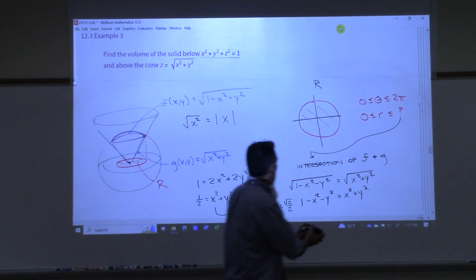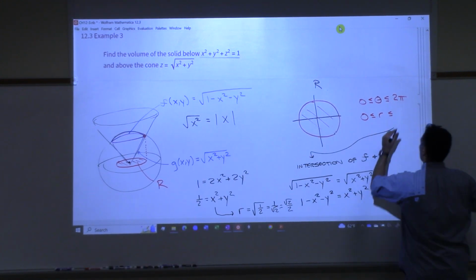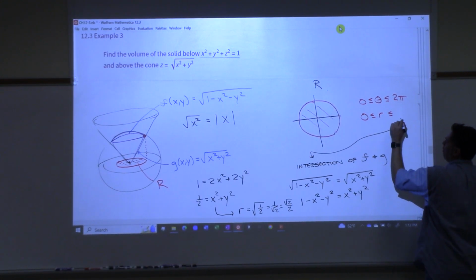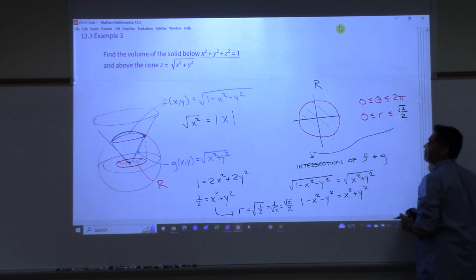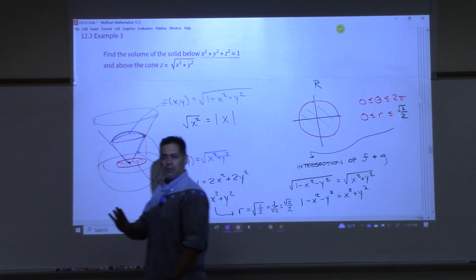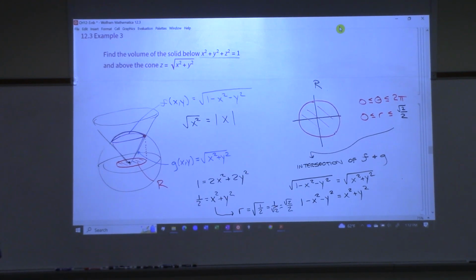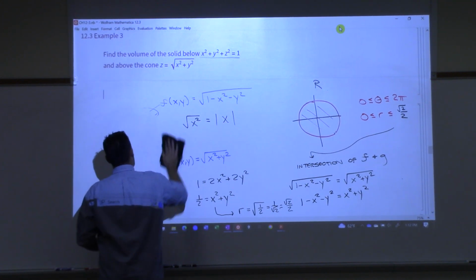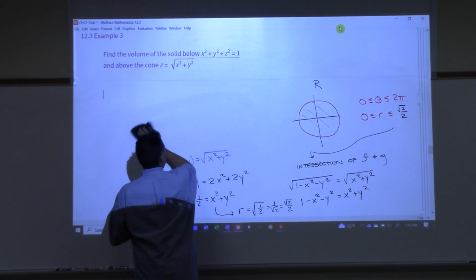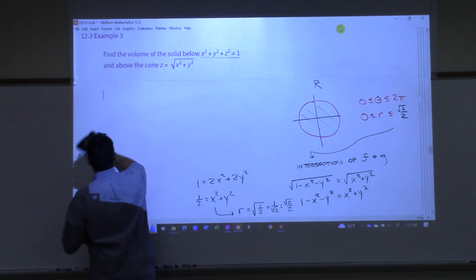So I'm going to put that right here. I personally probably would have left it as 1 over root 2, but I'll go ahead and put root 2 over 2 here. Are there any questions on that? No? So now we set it up. I'll erase this beautiful picture. So here's what I'm trying to do.